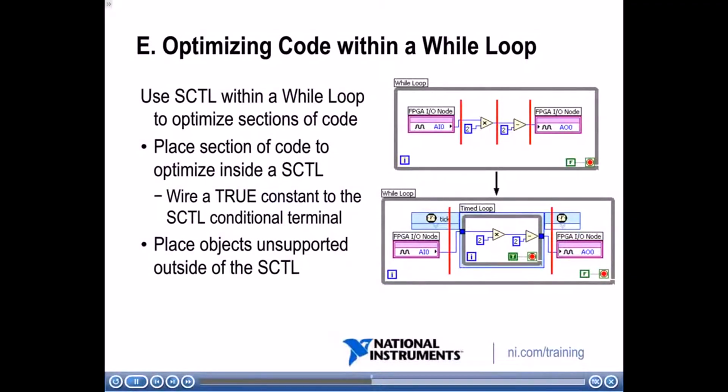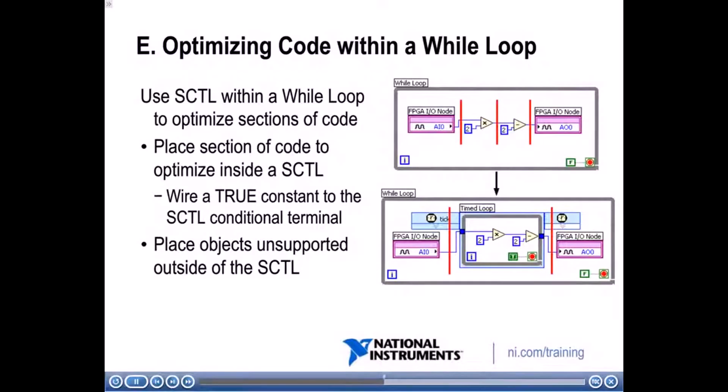Based on what we talked about before, we know that the analog I/O nodes cannot go inside a single cycle time loop because they take more than 1 clock tick. So what we can do instead is try to optimize sections of code. If we look at the bottom, we still have the FPGA I/O nodes for analog input and output, but we've made sure those are not inside a single cycle time loop. We've taken this algorithm and put it inside a single cycle time loop, so that section can all execute within a single clock cycle.